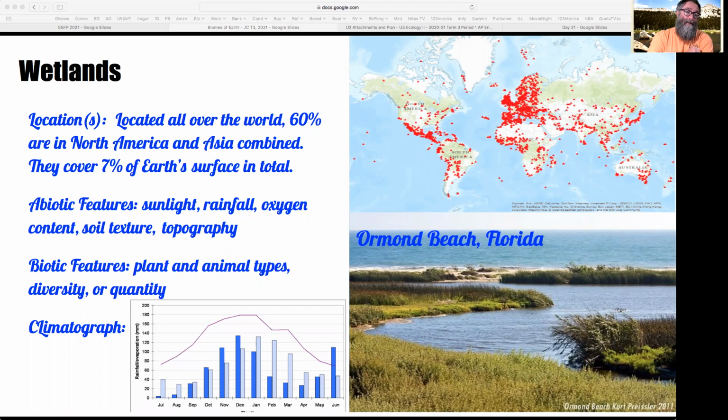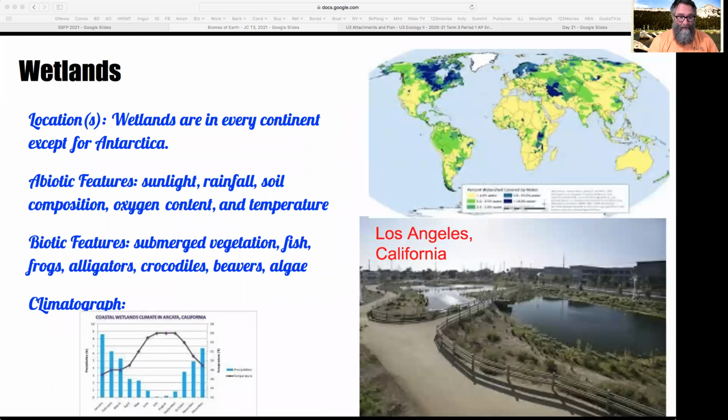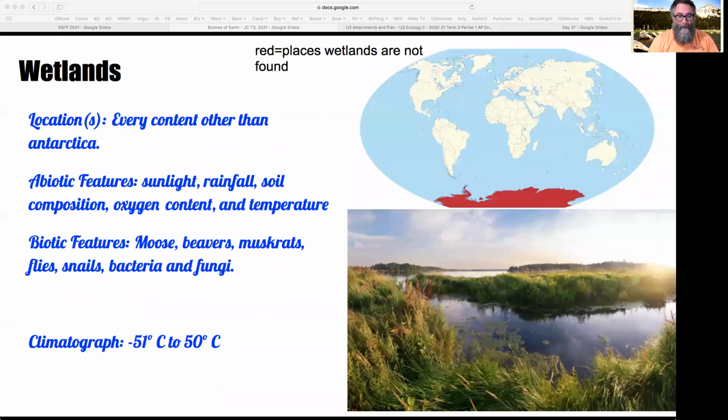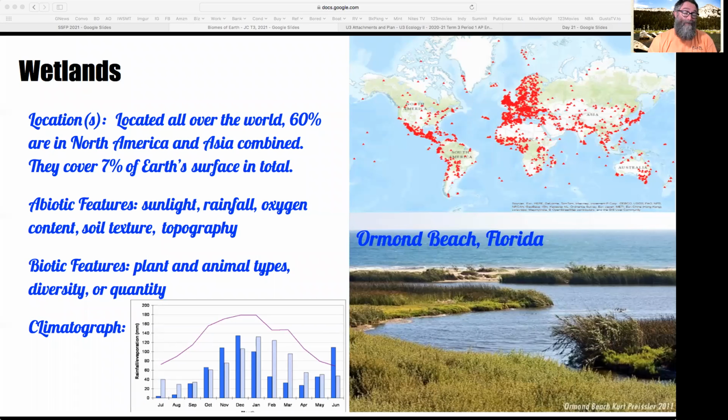You can see in this slide that wetlands are scattered all over the world. So they really don't have a single climatograph. If you'll consider, this one is basically the opposite of this climatograph. Basically every temperature is possible, and wetlands are available basically all over the planet. So the map and the climatograph was not a good fit for this biome. Wetlands occur everywhere, any land which is occasionally wet.